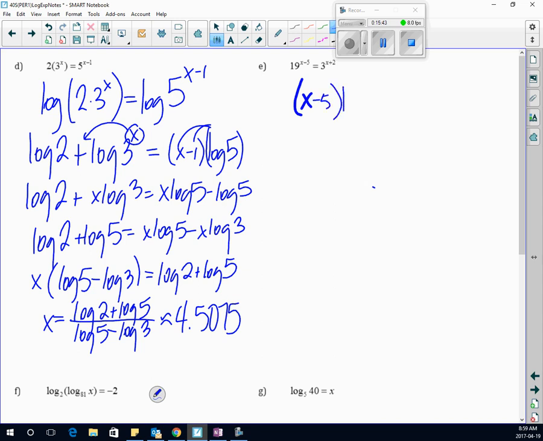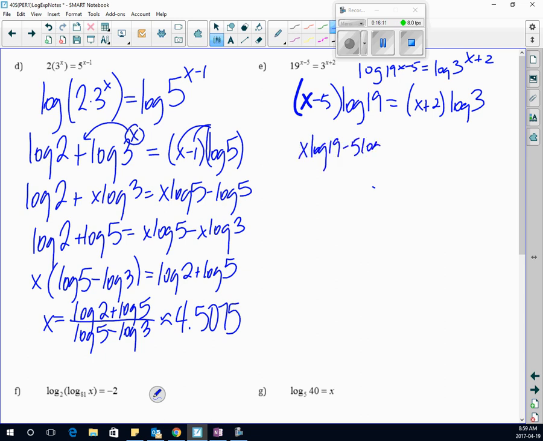X minus 5 log 19 equals x plus 2 log 3. Did anybody actually go directly to that step? Or no? You can. I can do the first step then. Log of 19 to the power x minus 5 equals log of 3 to the power x plus 2. Okay, so now I'm going to multiply. X log 19 minus 5 log 19. My hand actually hurts from so much writing. There's so much writing for these questions, hey?